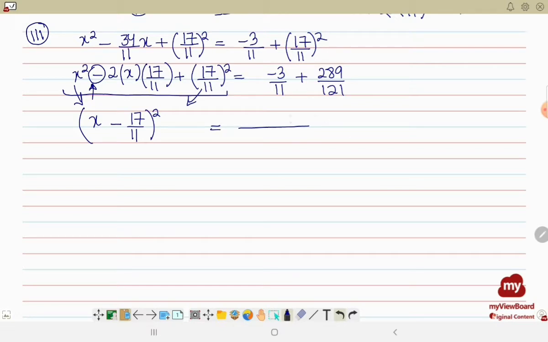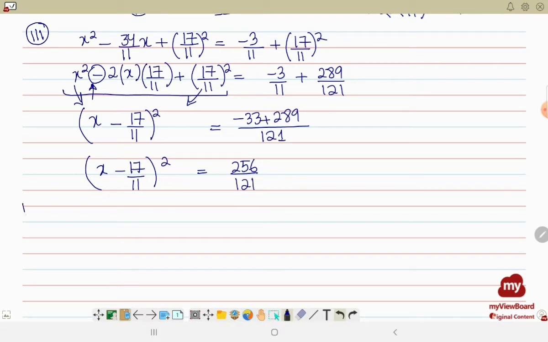Since these are two fractions, we'll make them one fraction, 11 and 121. So 121 will be the LCM. So 11 times 11 3 times is 33, and we are going to have 289 over here. Let's simplify it further. So when you subtract it, it will be 256 over 121.